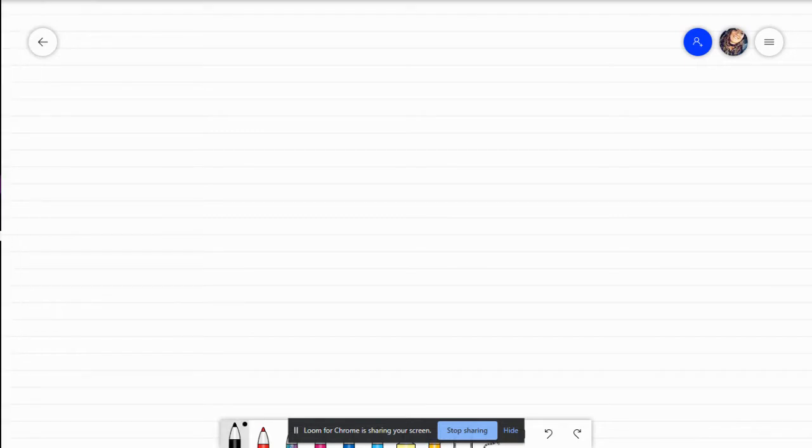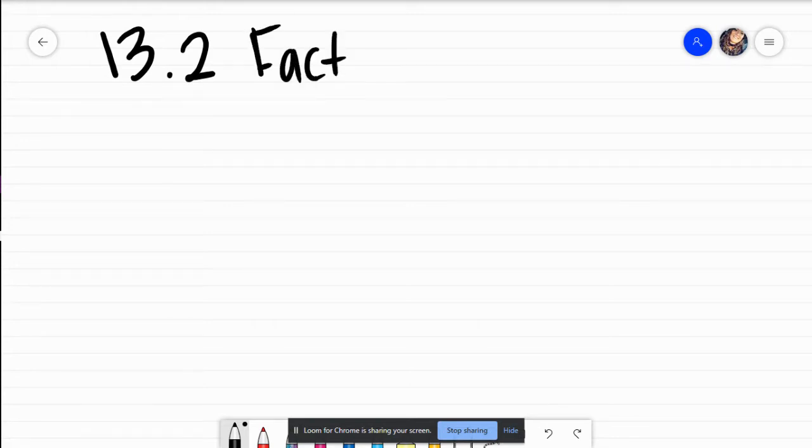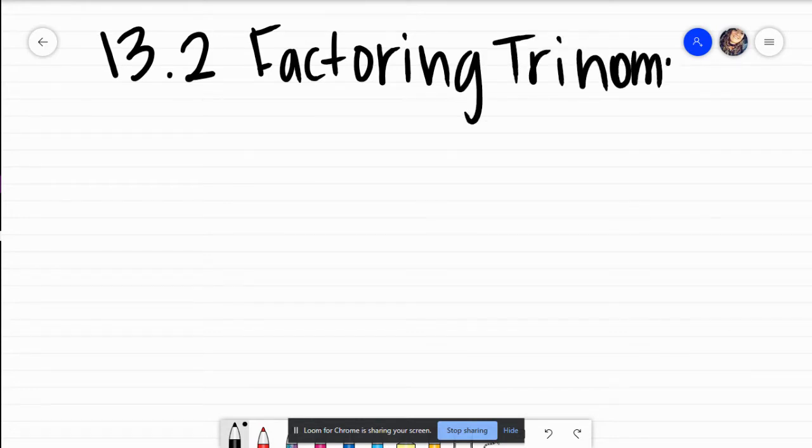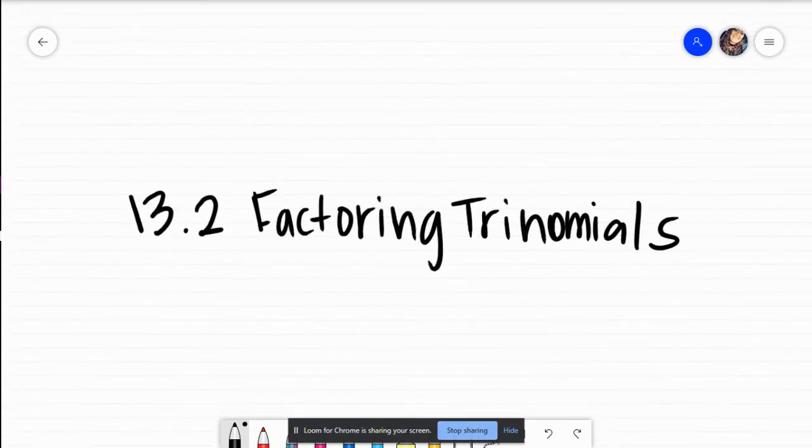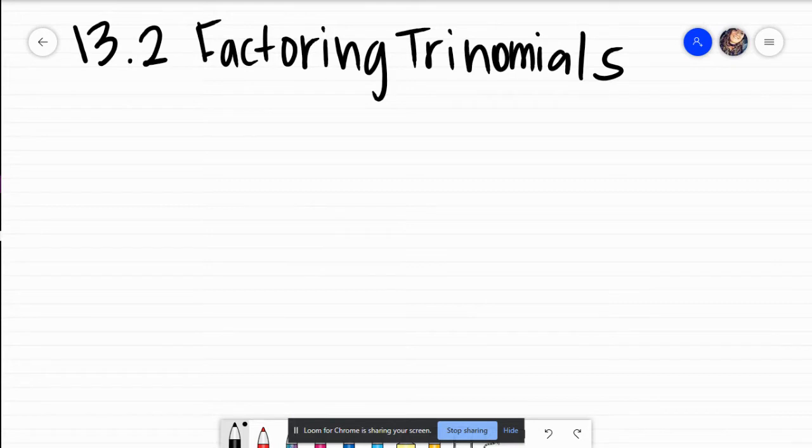Let's start. So this will be 13.2, which is factoring trinomials. There's a lot of things I'd like to write as far as the process and the steps on how to solve this type of problem. The first thing I'm going to do is just solve a problem, kind of talk my way through it. And then after that, I'll go ahead and list the steps. And then I'll probably have about 2 more videos for a total of 5 examples for 13.2.